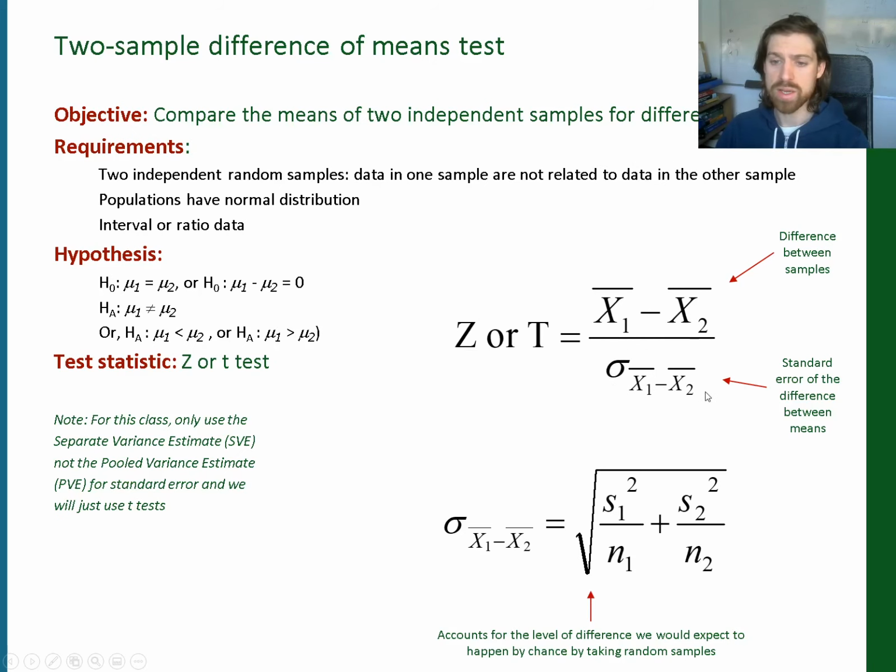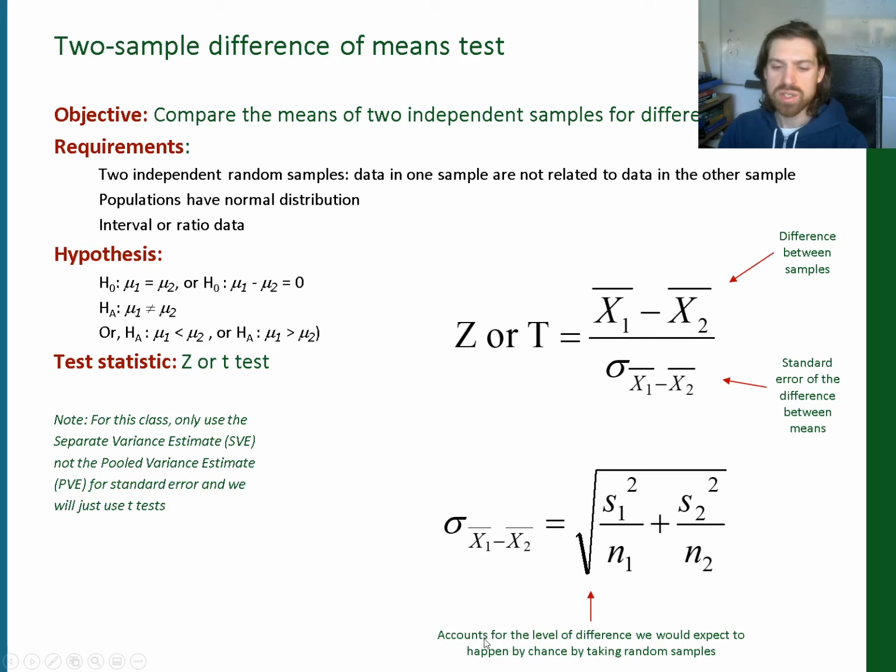But for the denominator, the standard error of the difference between the means, we're going to need to use this estimator just down here. Essentially, we need to take the square root of the sample standard deviation squared divided by the number of entities within the sample, and then add these together.